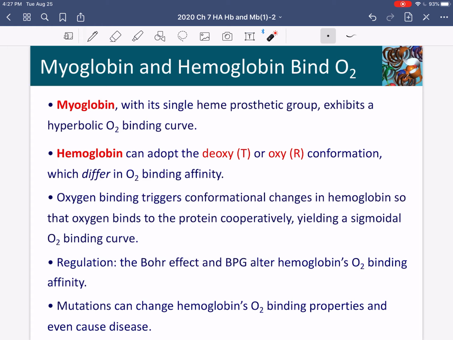Okay, so we're going to watch how the Bohr effect and BPG lower hemoglobin's affinity for oxygen and how it does that. And then we'll talk about mutations that change hemoglobin's oxygen binding properties and even cause disease in one example.